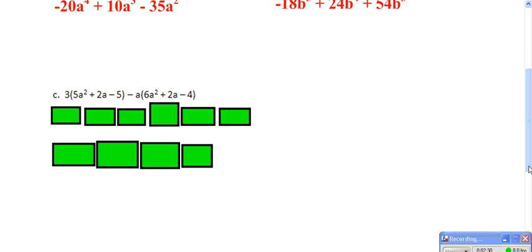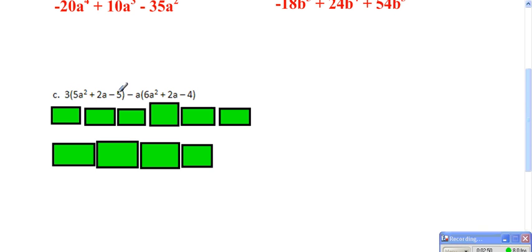Example C, note the difference in example C in comparison to A and B. We're actually taking a monomial, multiplying into a trinomial, and we are going to subtract by this monomial multiplied into this trinomial. So we're going to go ahead and break it down into steps here.